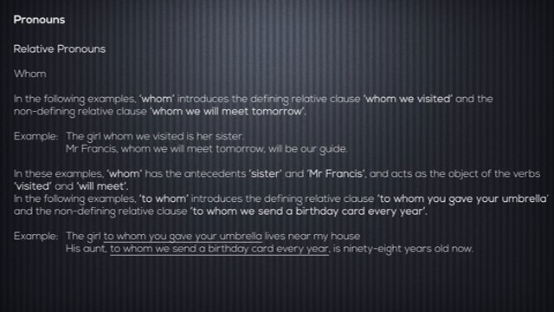In the following examples, to whom introduces the defining relative clause to whom you gave your umbrella and the non-defining relative clause to whom we send a birthday card every year. As in the example, the girl to whom you gave your umbrella lives near my house. His aunt, to whom we send a birthday card every year, is 98 years old now.